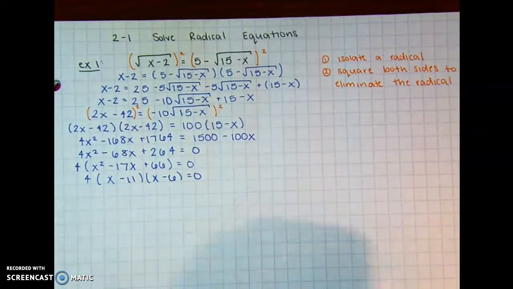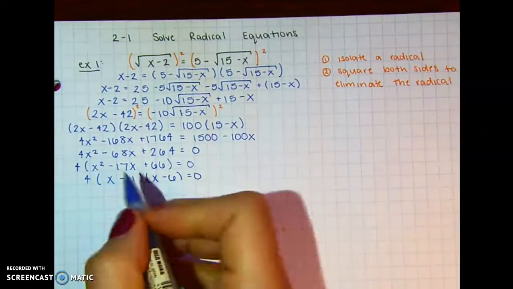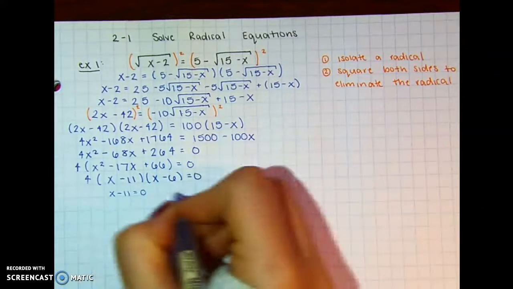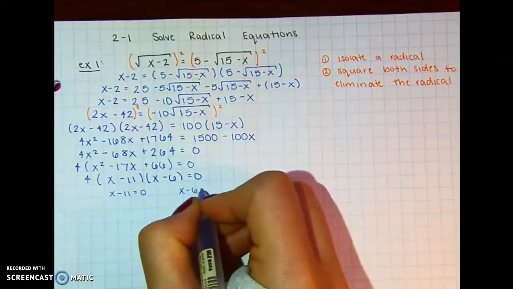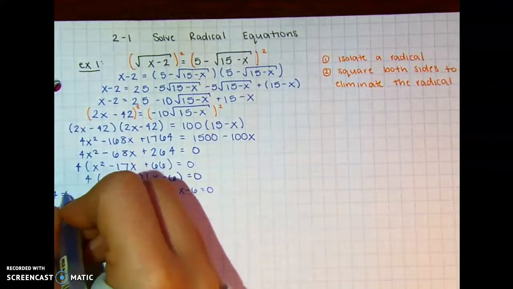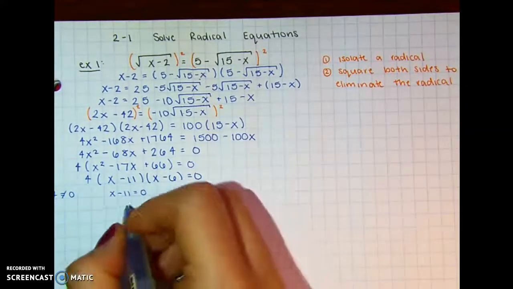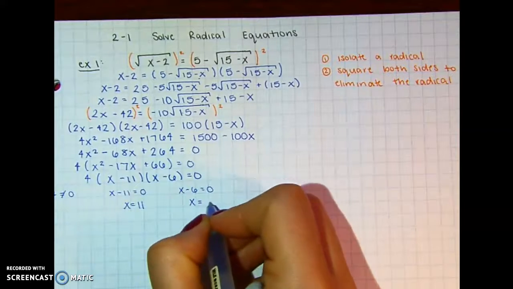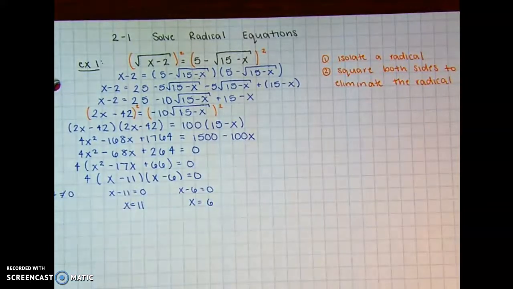And now, to solve, I can use the zero product property. So I'm going to set x minus 11 equal to 0 and x minus 6 equal to 0. I could set 4 equal to 0, but that doesn't matter. If it were an x, it would matter. So x equals positive 11, x equals positive 6.